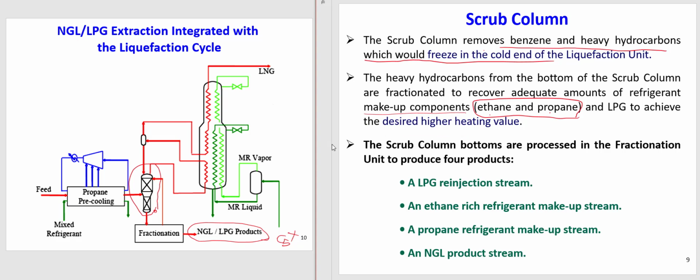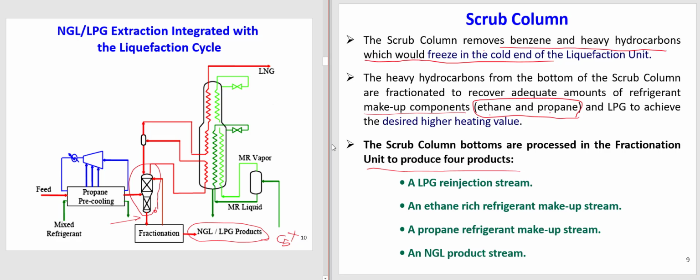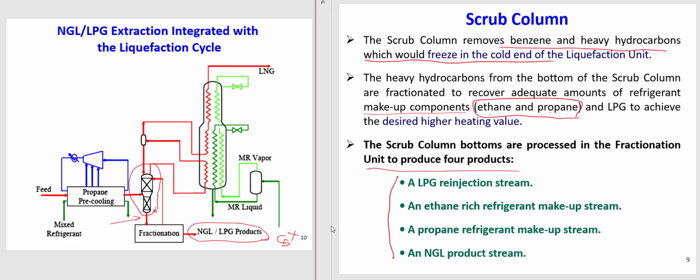Scrub column bottoms are processed in the fractionation unit to produce 4 products. So at the bottom of the scrub column here, we send them to the fractionation unit to produce these 4 products: an LPG reinjection stream, an ethane-rich refrigerant makeup stream, a propane refrigerant makeup stream, and an NGL product stream. So NGL, LPG, propane and butane, and propane and ethane will be used as refrigerant for the mixed refrigeration cycle.